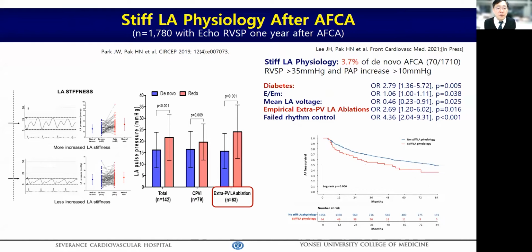And we found AF ablation itself increased the left atrial pressure at the repeat procedures, especially in patients who underwent empirical extra PV LA ablation. And also, we measured the 1-year follow-up echo parameters instead of invasive LA pressure measurement in this study. And the stiff LA physiology was observed in 3.7% of overall patients after AF catheter ablation, and was associated with diabetes, underlying diastolic dysfunction, and empirical extra PV LA ablation. And the rhythm outcome was worse in those patients with stiff LA physiology.